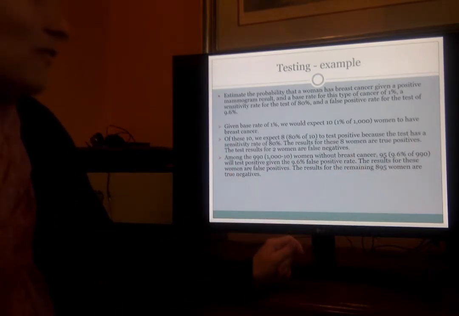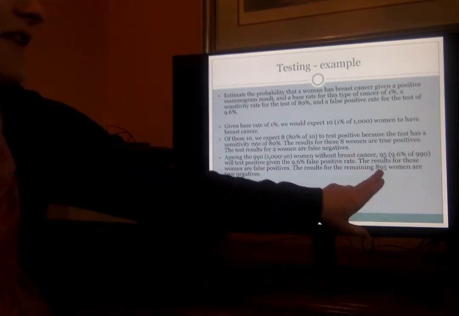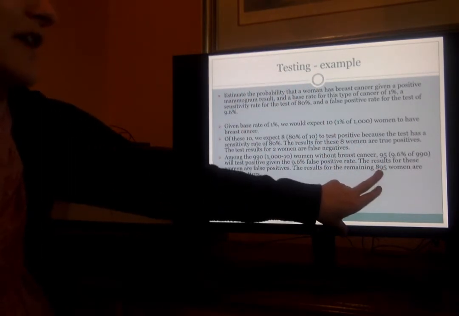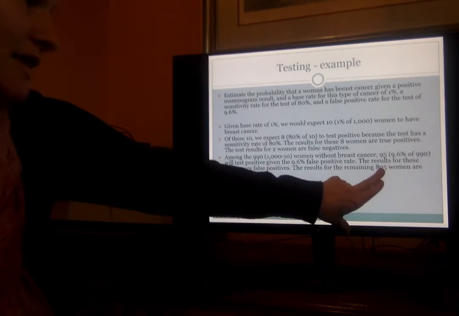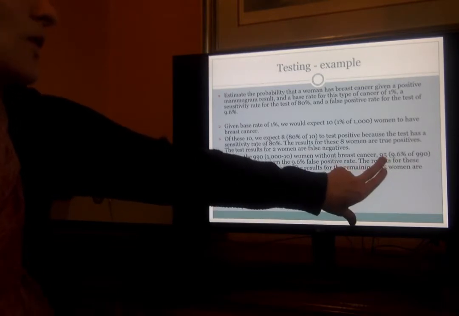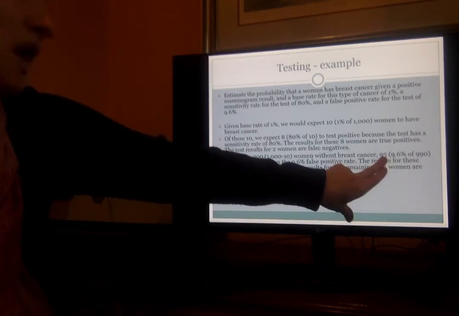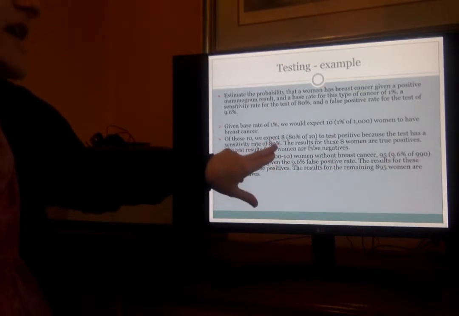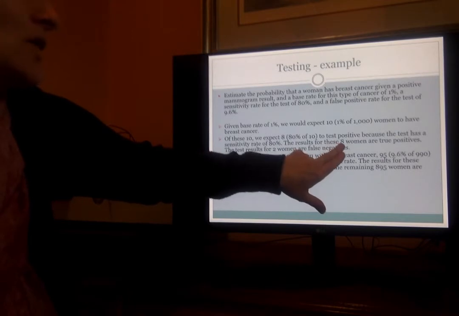Okay, so let's break down what we have so far. 895 women out of 1,000 are told, after going through this test, that they do not have breast cancer, and they do not have it. 95 women are told they have it and they do not. 2 women are told they do not have it, and they do. 8 women are told they do have it, and they do.